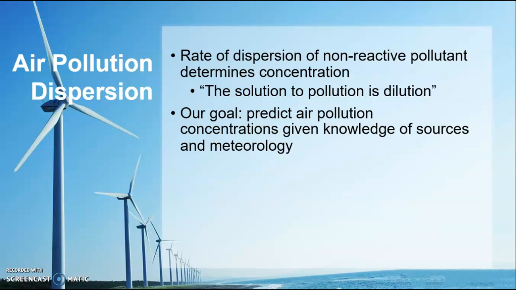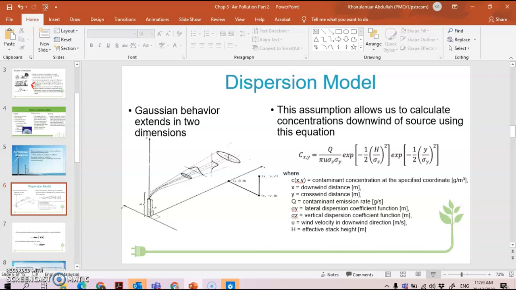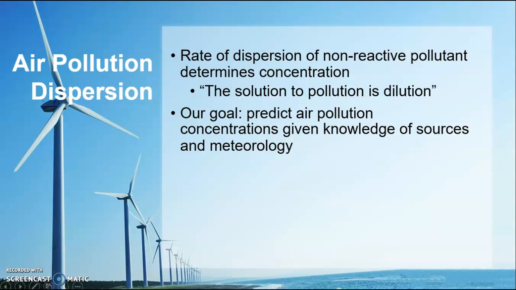Air pollution dispersion. The rate of dispersion of a non-reactive pollutant determines concentration. The solution to pollution is actually dilution. Our goal for this part is to predict air pollution concentration given the source and meteorology. In the atmosphere there are still pollutants, but the matter is how high the concentration is, whether it is above the air pollution index. That's what we want to know.